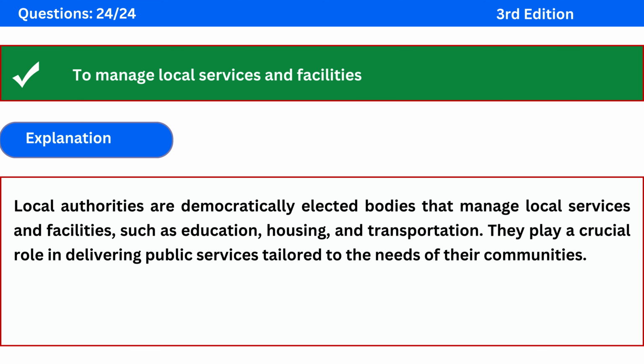The correct answer is to manage local services and facilities. Explanation: local authorities are democratically elected bodies that manage local services and facilities, such as education, housing, and transportation. They play a crucial role in delivering public services tailored to the needs of their communities.